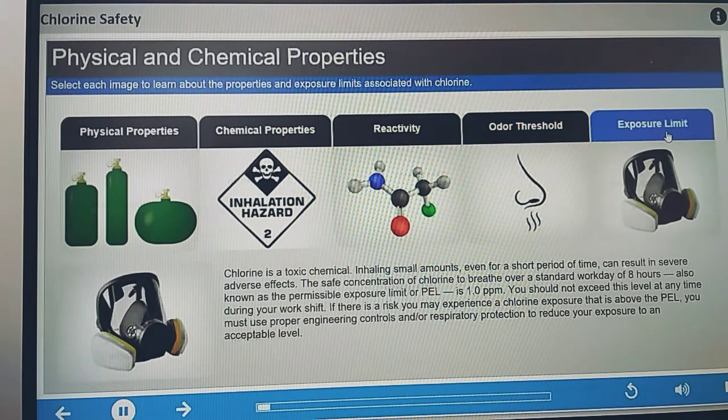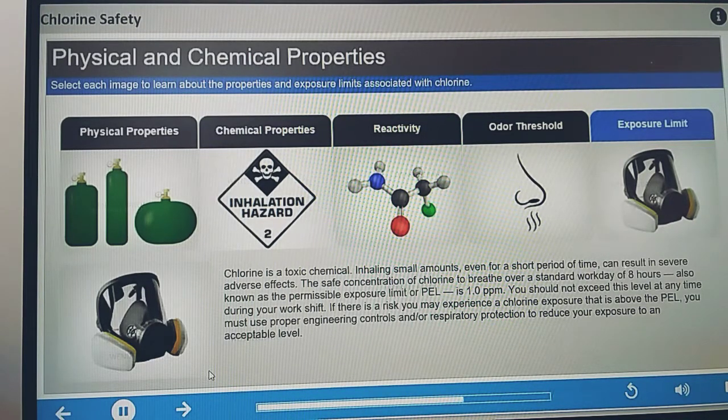Chlorine is a toxic chemical. Inhaling small amounts, even for a short period of time, can result in severe adverse effects. The safe concentration of chlorine to breathe over a standard workday of 8 hours, also known as the permissible exposure limit, or PEL, is 1.0 ppm. You should not exceed this level at any time during your work shift.